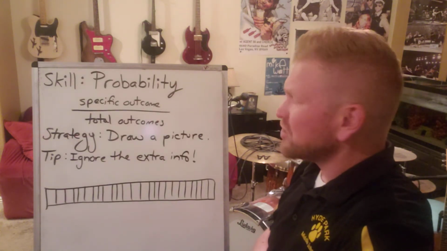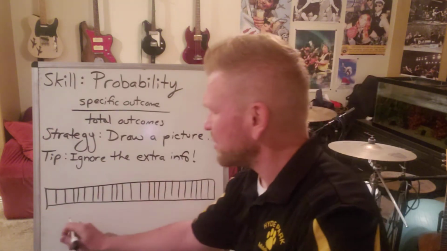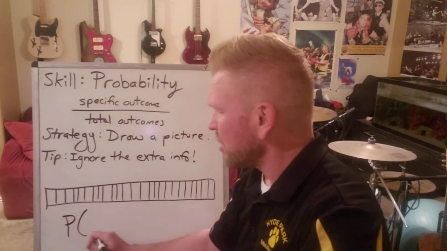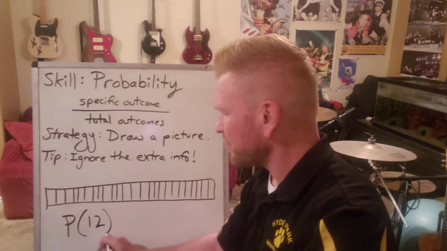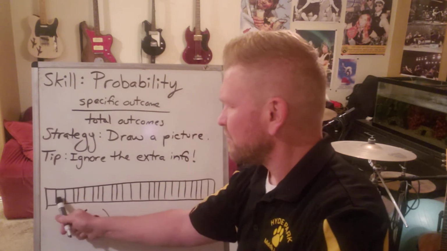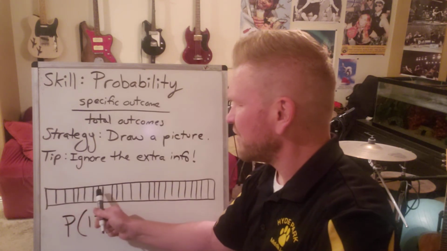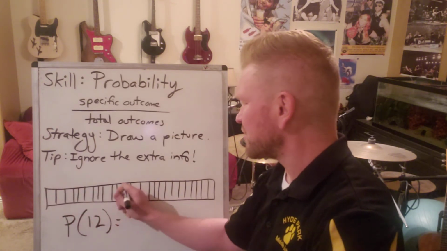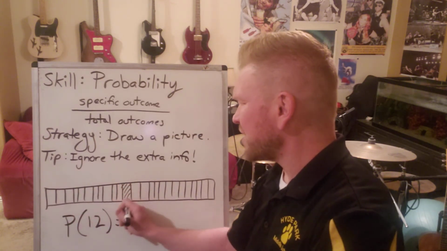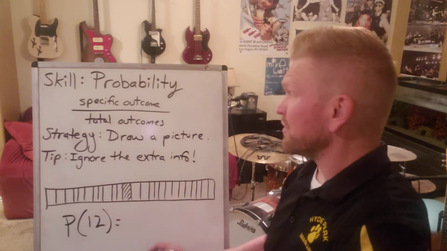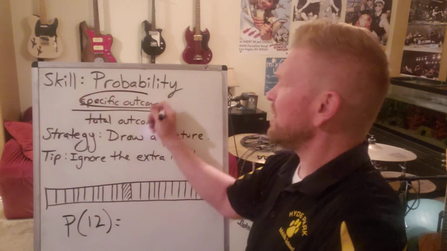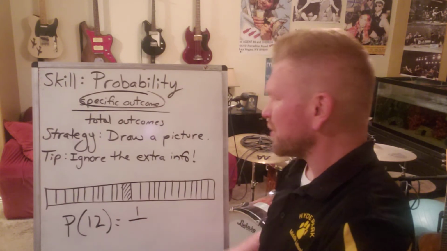So how many chapter 12s are in the book? Because we're going to try to find the probability that we open it up to chapter 12. 1, 2, 3, 4, 5, 6, 7, 8, 9, 10, 11, 12. Here's chapter 12 right there. How many chapter 12s are in the book? Only one of them. So the specific outcome that we want, there's only one chapter 12.